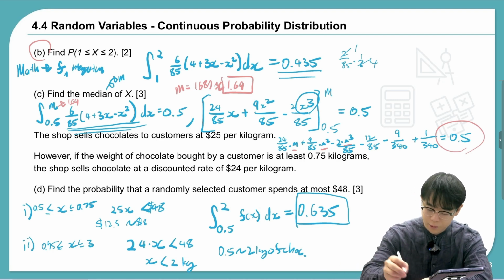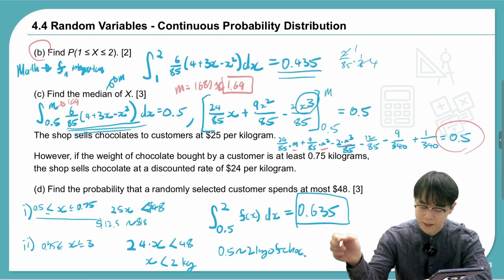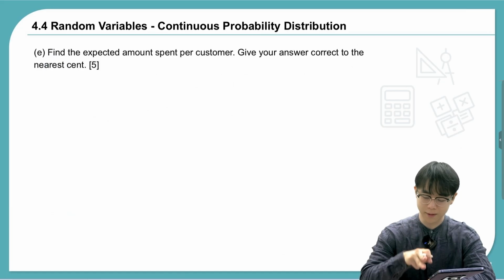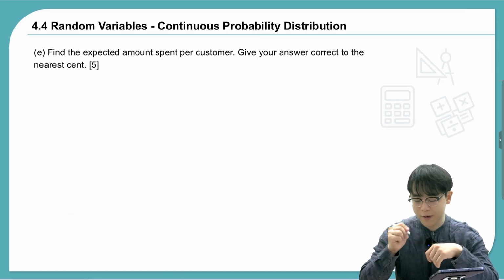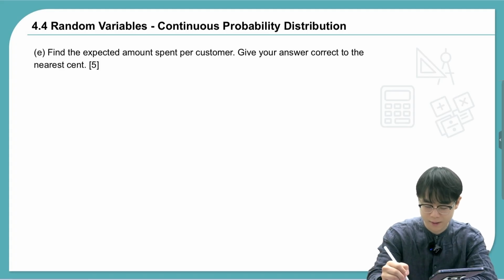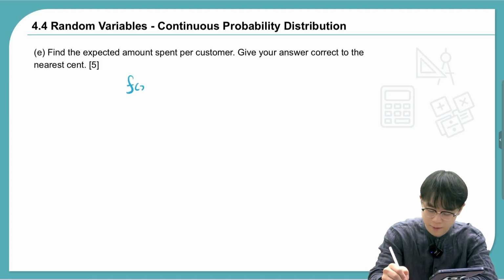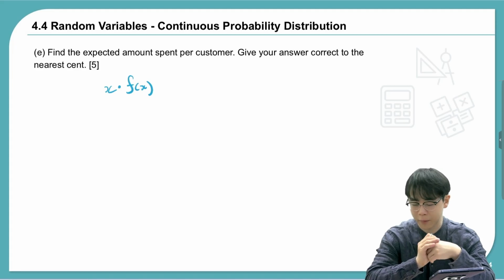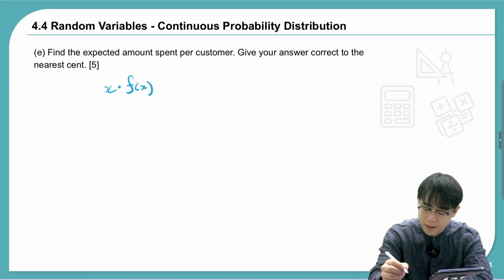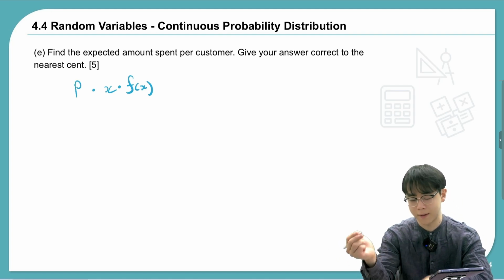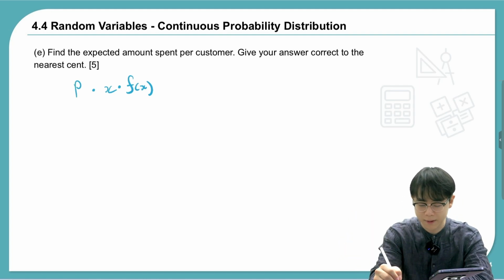Okay. So this variable price is what makes this question a bit difficult, especially for part E. So let's see why that's so. We're trying to find the expected amount spent per customer. So what we usually do is we could just multiply f of x times x. So that would give us the mean value of how much chocolate the customer would buy. And then we could just multiply the price per chocolate, right? But the thing is, this changes based on the intervals.